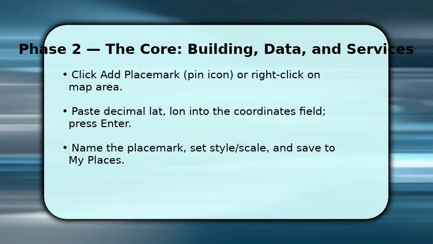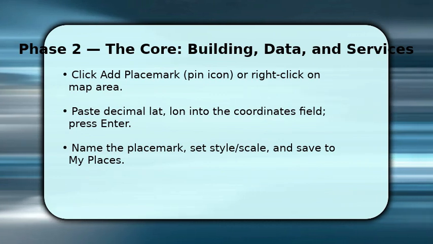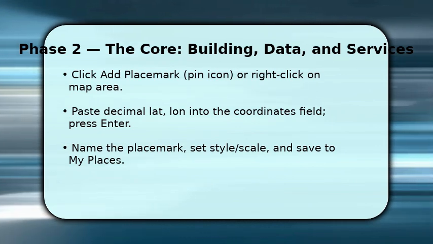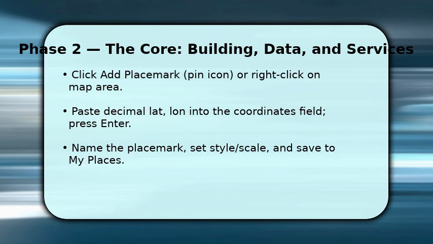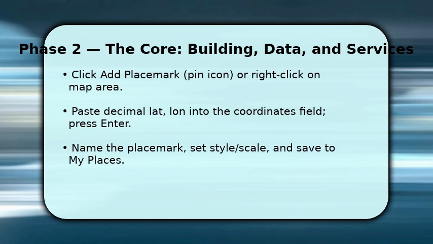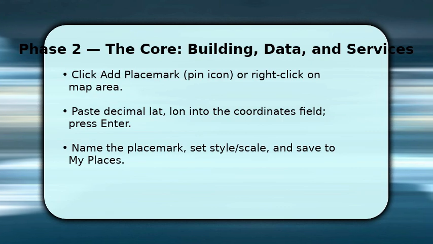Next, you add the placemark using the pin tool or the add menu. This is where precision matters. When the placemark dialog opens, paste your decimal lat, long directly into the coordinate input and press enter so the pin snaps exactly where you expect. Name it clearly and choose an icon style or scale so it stands out on the map. Once done, save it into My Places or a folder. That organizes everything and makes sharing or exporting straightforward.